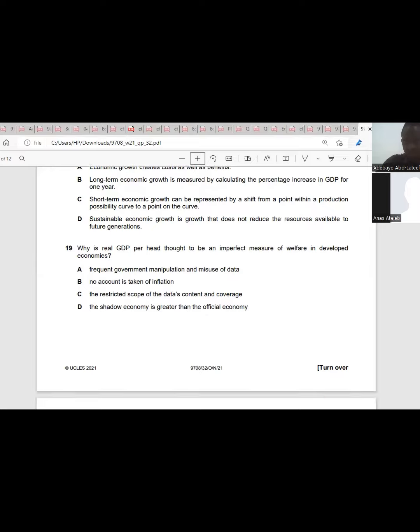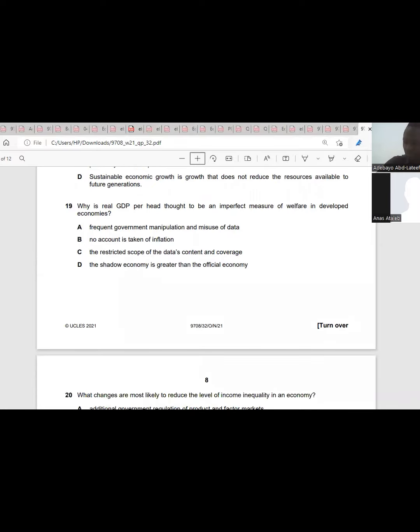Number 19. Why is real GDP per head thought to be an imperfect measure of welfare in developed countries? Frequent government manipulation and misuse of data? No. No account is taken of inflation. No. The restricted scope of data, content, and coverage. Yeah. You might not have a lot of information, because the GDP per head is your GDP divided by the population.